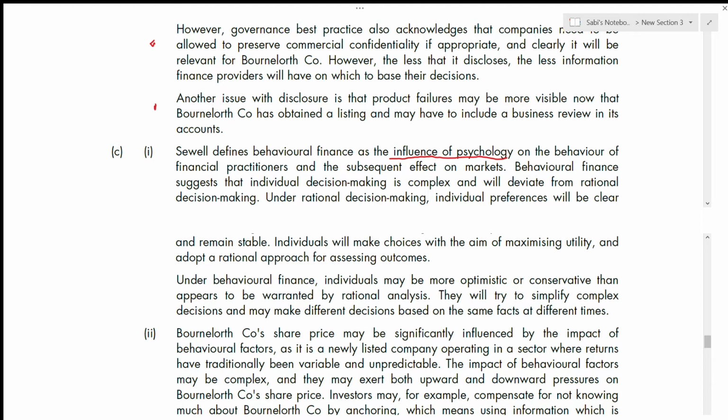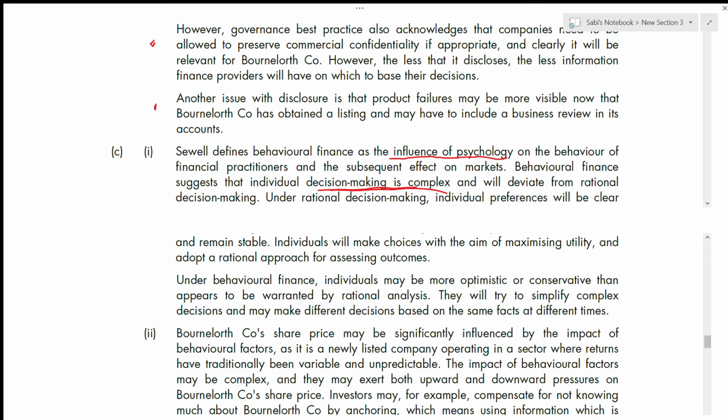So therefore, the decision making is complex under this scenario. There are so many decisions, and it will deviate from rational decision making. Under rational decision making, individual preference will be clear and remain stable. Individuals will make choices with the aim of maximizing utility and adopt a rational approach for assessing outcomes, because everyone will have the aim of maximizing the shareholder wealth. That is one common objective. So it's easy to come up with a decision.